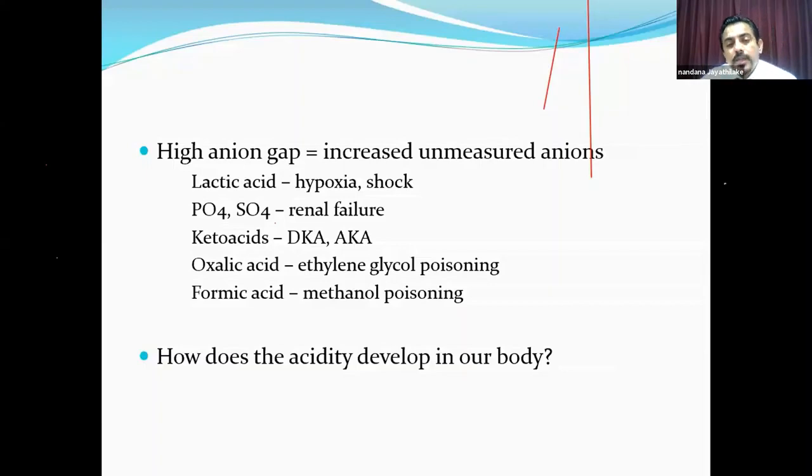How does the acidity develop in our body? We have a pH of 7.4. So how do we develop acidity? One way is adding acids, like lactic acid, sulfate, or keto acids. Adding acid causes acidity. What is the other way? Removing bicarbonate from the body. That also causes acidity. Either adding acid or removing bicarbonate, both can lead to acidosis.